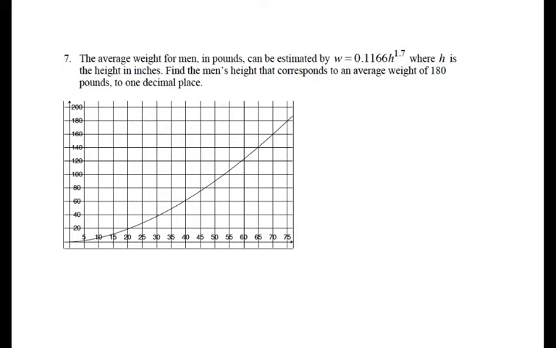Here we have a word problem involving a radical equation. So we're told that the average weight for men in pounds can be estimated by this formula that takes into account their height in inches. So we're asked to find the men's height that corresponds to an average weight of 180 pounds, so this is a value of W. We have here a graph.